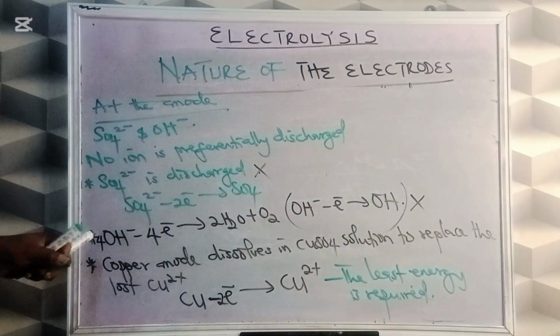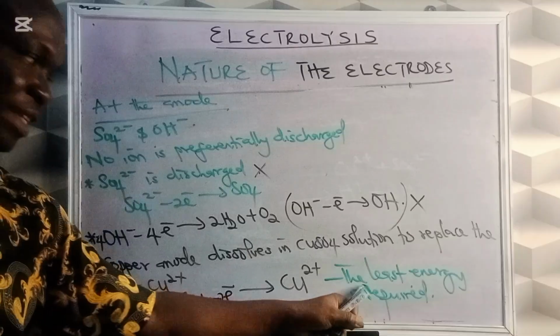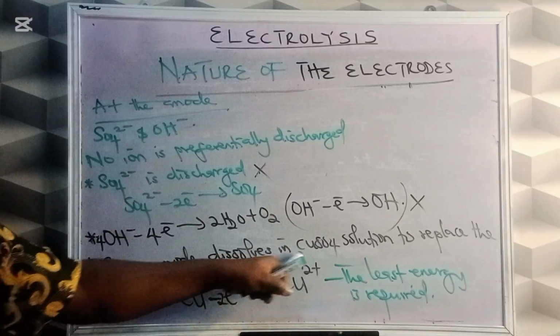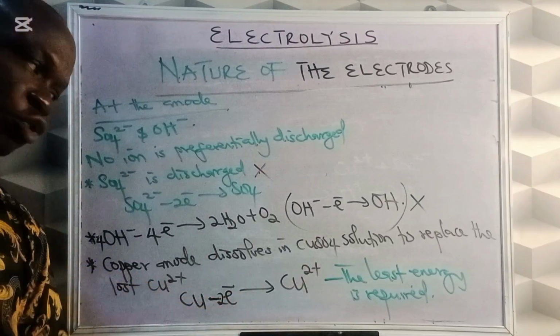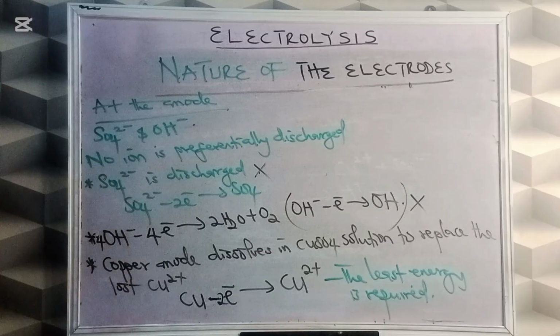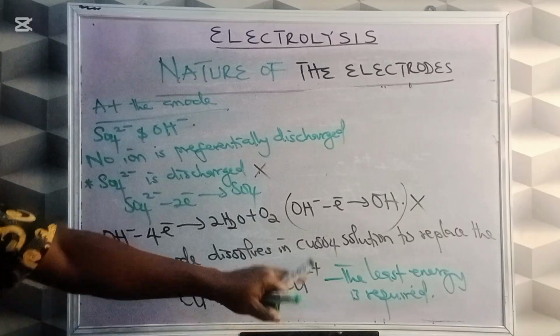So the energy involved here for the 2 is higher than the energy involved for a copper anode to dissolve and, by losing electron, form copper 2 ion. So the least energy is required here, so this is what will happen. If you are to write the equation at the anode, this is the equation you are going to write: Cu minus 2 electron gives Cu2+ ion.